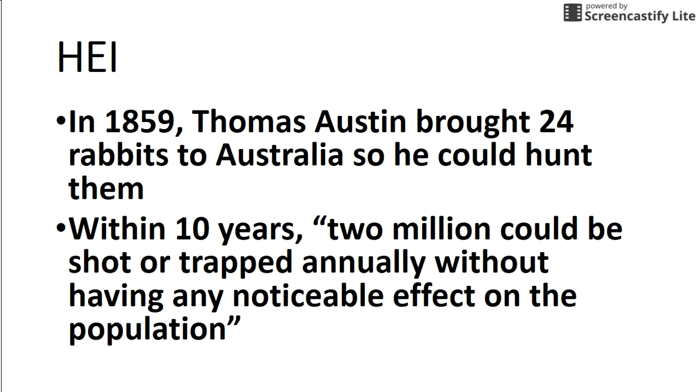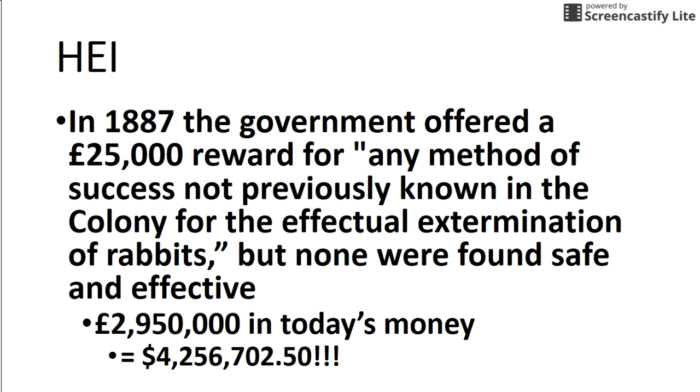So remember, in 1859, this guy brought in 2 dozen rabbits. Well, in 1887, the government of, I believe it was New South Wales, offered a reward of £25,000 for any method of success not previously known in the colony for the effectual extermination of rabbits, but none were found effective. Now I put that in an inflation calculator, and £25,000 in 1887 will be roughly equal to 2,950,000 pounds in today's money.